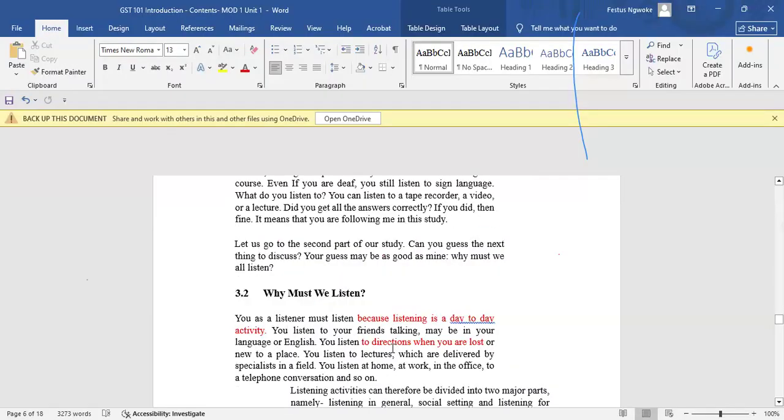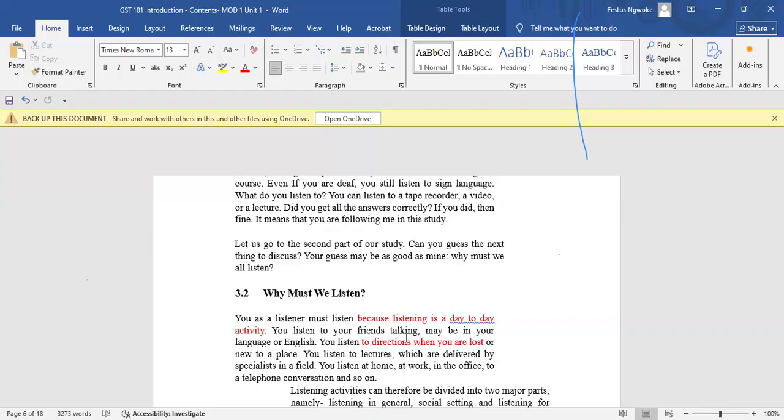We can also understand that listening is a daily thing. We can't fail to do that. It's a day-to-day activity, and it helps us to get directions on what to do at a particular time. Even when we are lost, listening can help us to refocus. So you can listen to get directions when you are lost, or when you are in a new place. We do more of listening than talking.